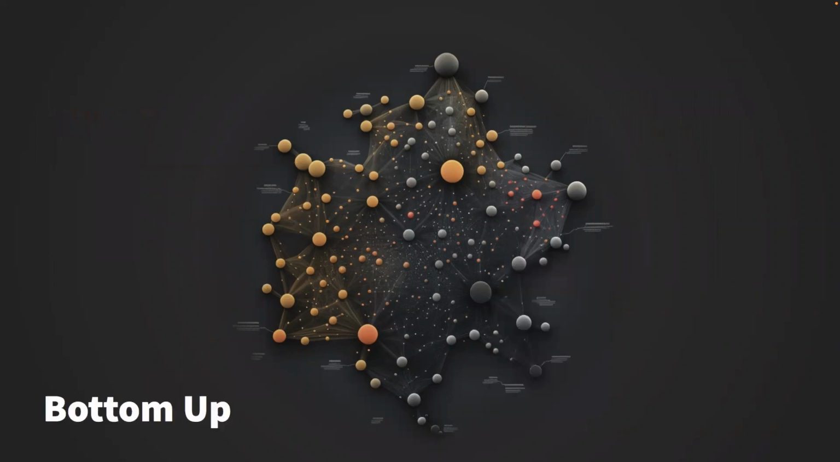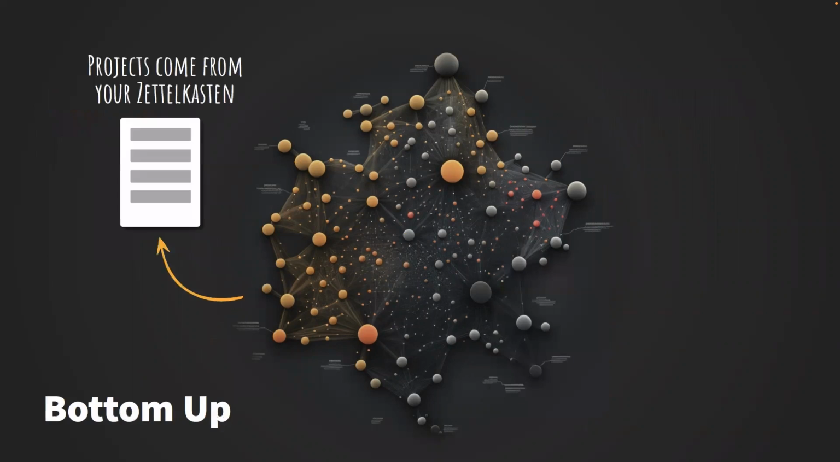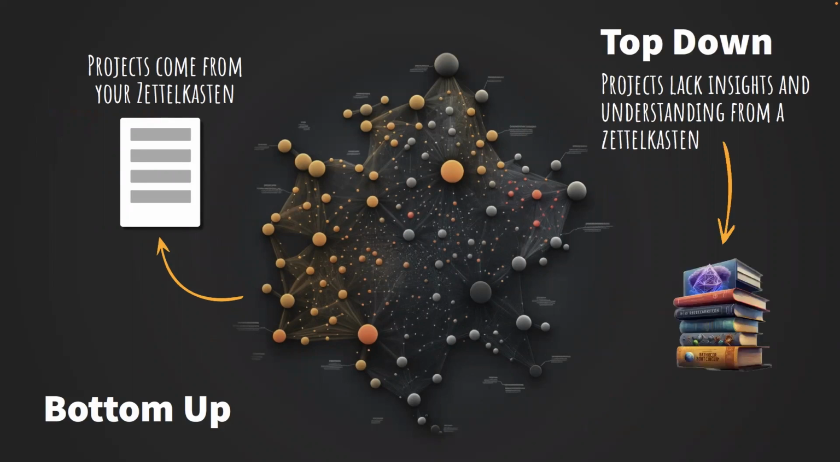So we can think of that as a bottom up. You've got this whole knowledge base of which ideas and things can suddenly come out and emerge from. Your projects come from that Zettelkasten. And if you're doing a top down, your projects, they just lack all that insight. You lack that understanding. You're thinking, I need this, and I've got a stack of books or papers to read, and I've got to do this thing in the middle. Whereas if you inverse it, do all the things, and then see what comes out of it.